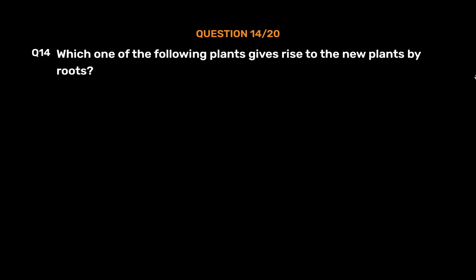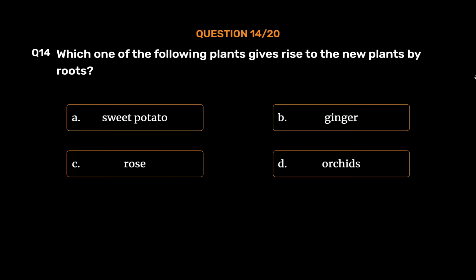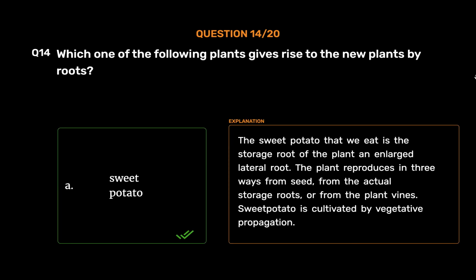Question number 14. Which one of the following plants gives rise to new plants by roots? Option A, sweet potato. Option B, ginger. Option C, rose. Option D, orchids. The correct answer is option A, sweet potato. The sweet potato that we eat is the storage root of the plant, an enlarged lateral root. The plant reproduces in three ways: from seed, from the actual storage roots, or from the plant vines. Sweet potato is cultivated by vegetative propagation.